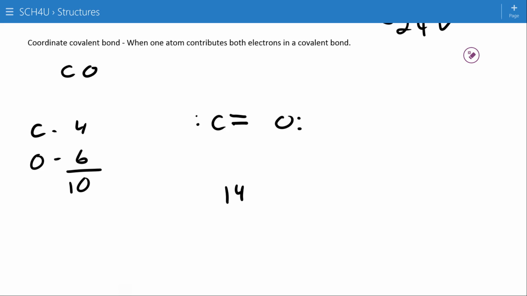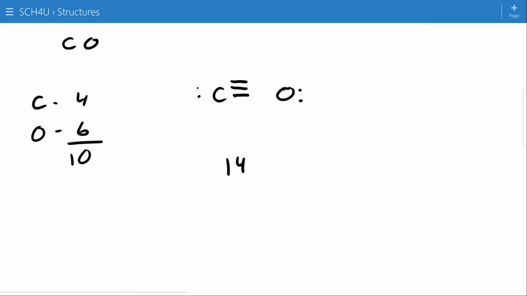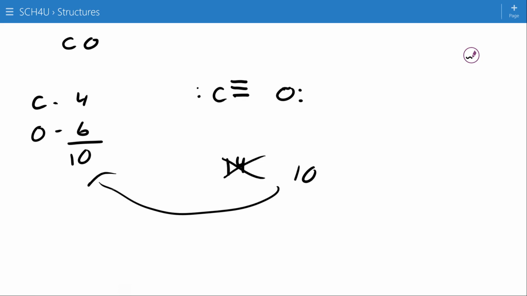So again, if you'll recall from Friday's lesson, I said don't make a triple bond unless you absolutely have to. But if you have no choice, you have nowhere else to go with it, make a triple bond. So there we go. We have 2, 4, 6, 8, 10 electrons. We're out of 14. We're down to the 10 that we needed based on our predicted number.